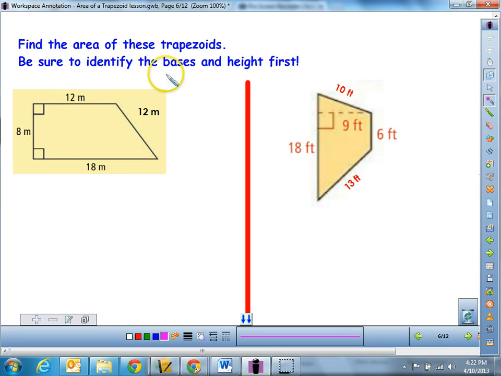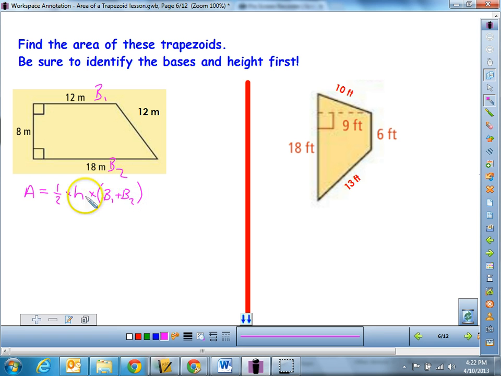All right, let's go ahead. Where's our bases? We've got base 1, base 2. That's all we need to get so far. Let's label or make our formula here. Area equals 1/2 times the height times base 1 plus base 2.